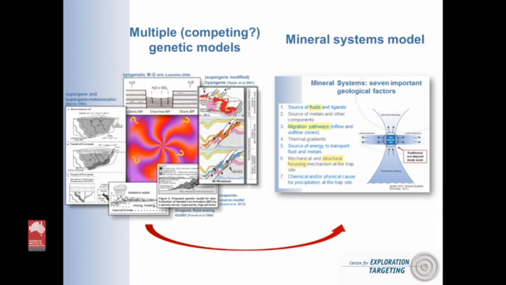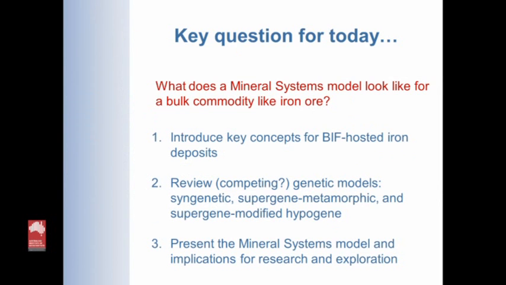For the last 5 years or so, we've been trying to come up with common threads amongst these different genetic models and try to develop a mineral systems understanding. For today, I guess you've looked at high value economic deposits like gold and nickel. Now how does a bulk commodity mineral system look? You can ask that question to yourself, and for the rest of the talk today, I'll run through what I think a preliminary model might look like.